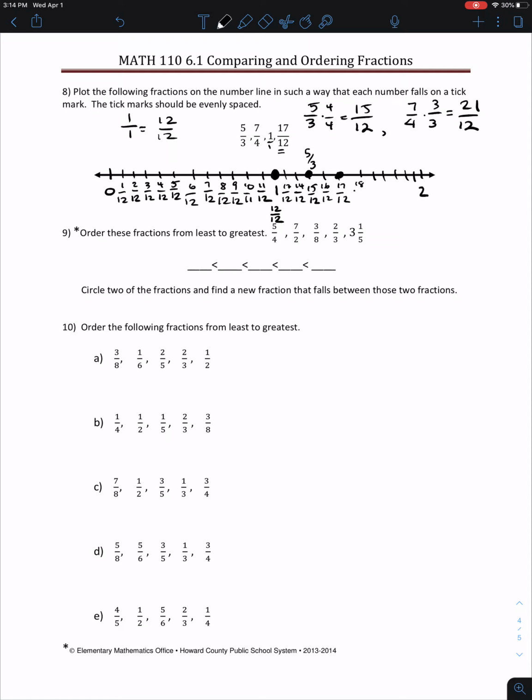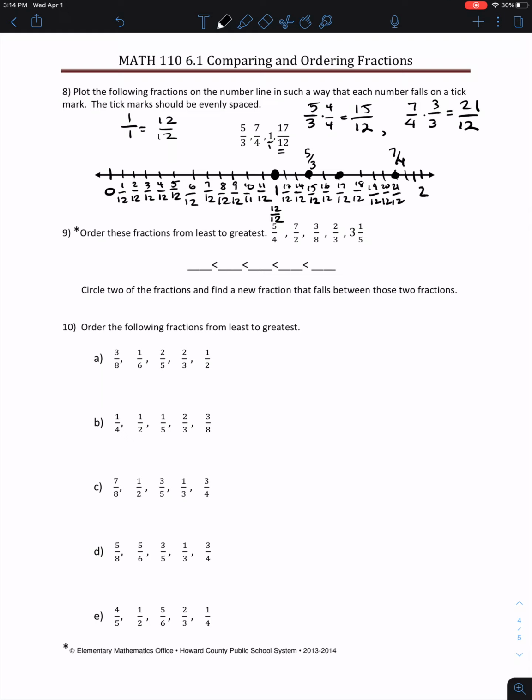And then we've got 18/12, 19/12. Oops. 20/12. And then finally 21/12, which was the same thing as 7/4. So again, with that, all you're trying to do is get the common denominator first and then order them from there. So 9, I'm going to let you do the same way.